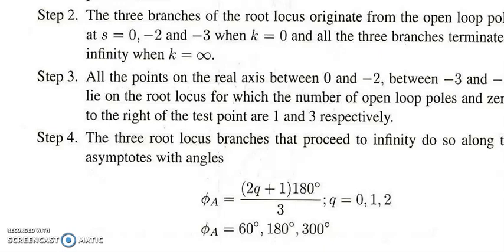The 3 root locus branches that proceed to infinity do so along asymptotes. Phi a is given by (2q plus 1) into 180 degrees by 3.